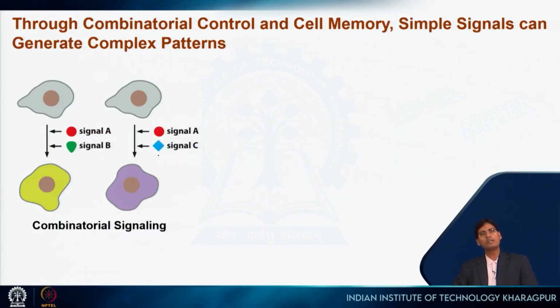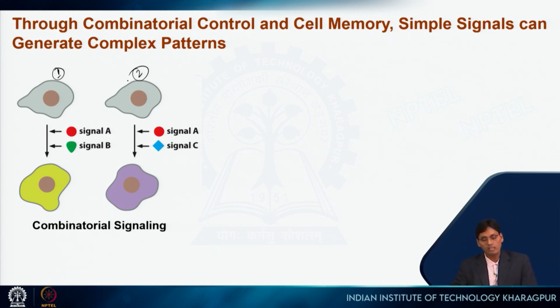So also through combinatorial control and cell memory, sometimes simple signals can generate complex patterns. Instead of specifying gene 1, gene 2, gene 3, whatever I discussed before, here I am trying to explain in a defined way. As you can see, these two cells, cell number 1 and cell number 2, have the same properties. That's why we are showing the same color, same shape, everything. So they are the same cell, I would say.